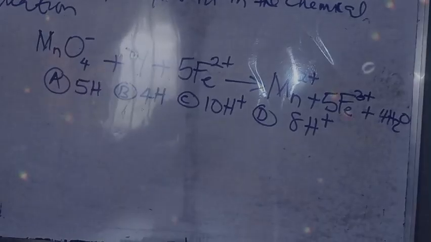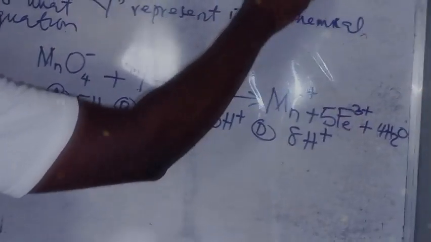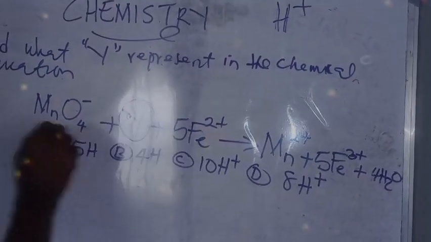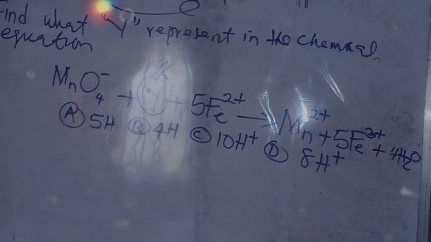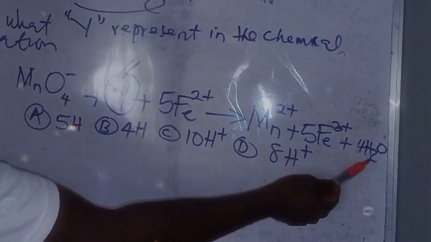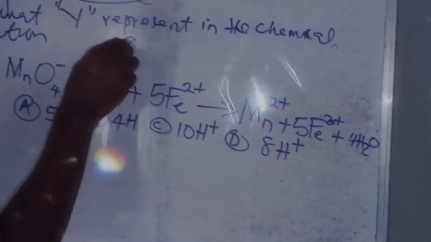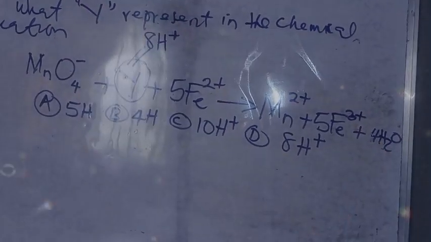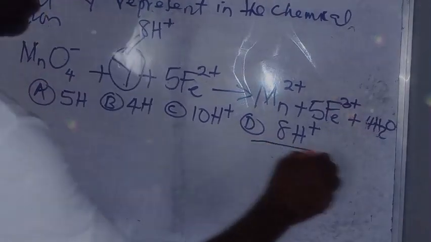And you know the second step is for you to balance hydrogen atoms by introducing hydrogen ions. So this hydrogen ion is missing, so it's likely to be this. Alright? So how many hydrogen do we have here now? This is 4 times 2, 8 hydrogen atoms. That means we need 8 hydrogen ions here. 8 hydrogen ions. And I can tell you that the answer is this.